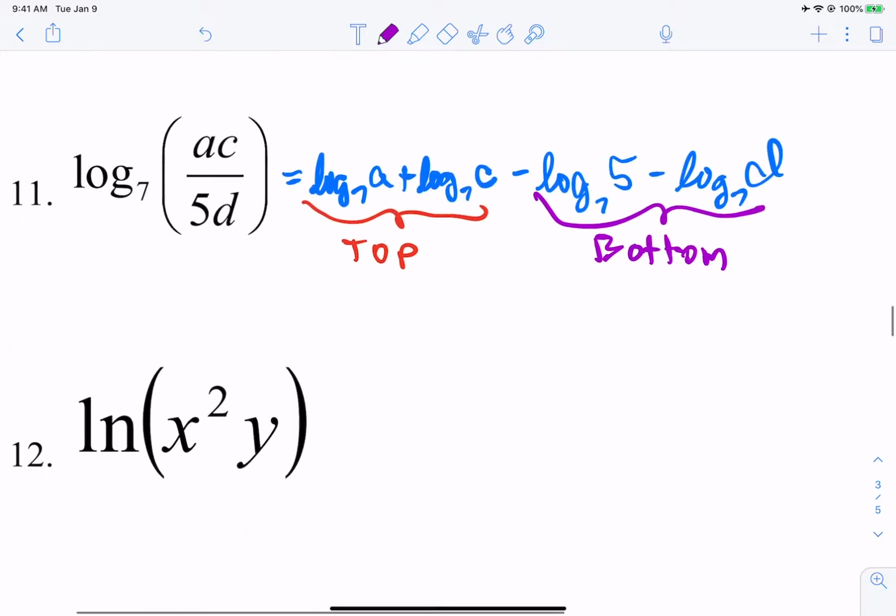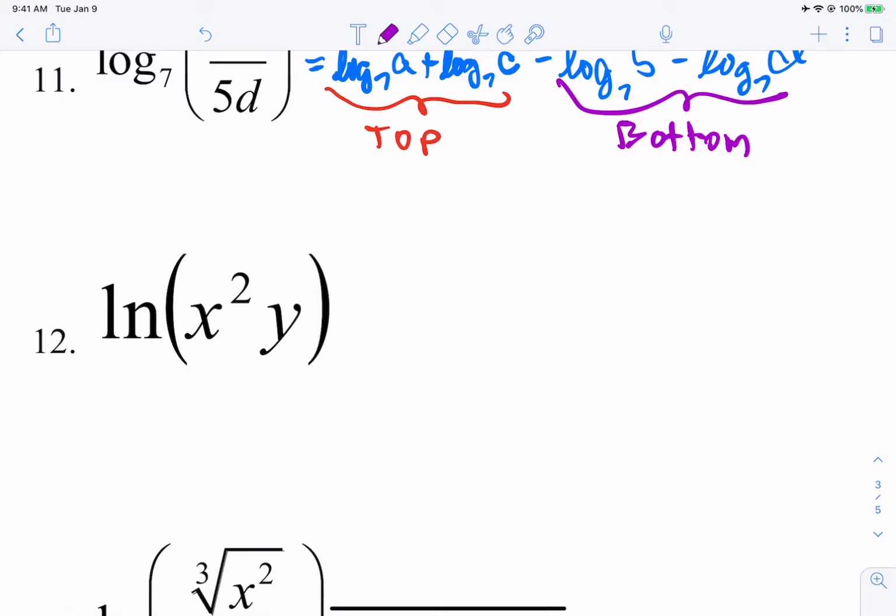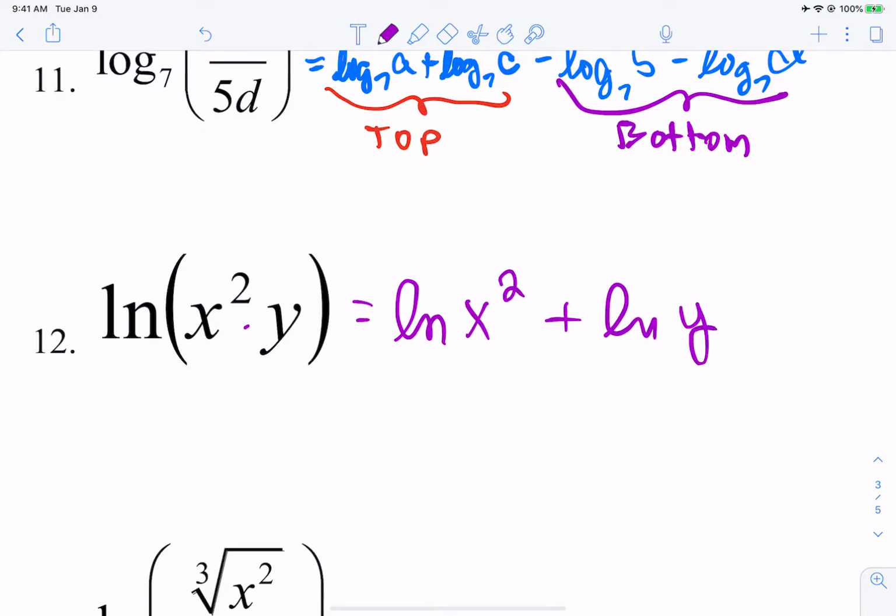Okay, let's look at number 12. Now, this is a multiplication, so each one of those things is going to be positive. There's no division here. So we're going to do the natural log of the first thing plus the natural log of the second. Now, the rule is if either of those things have a power, we can take this power and set it down in front. So let's take the 2 off and set it out in front.